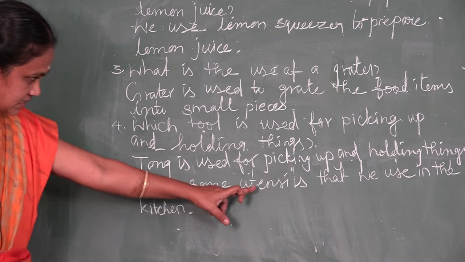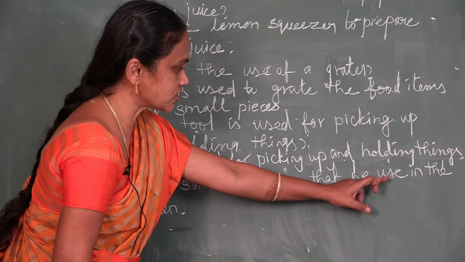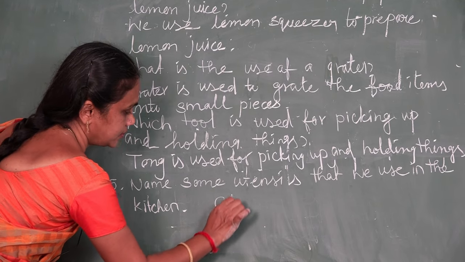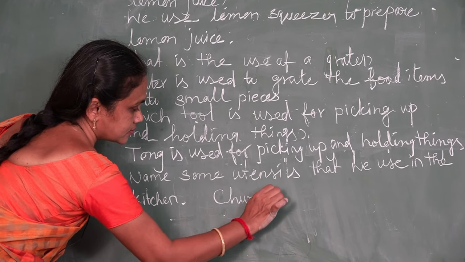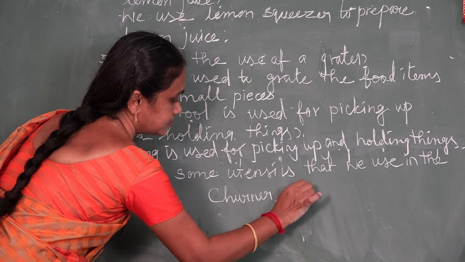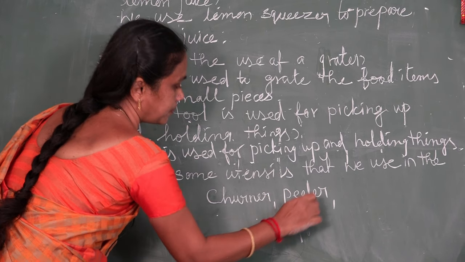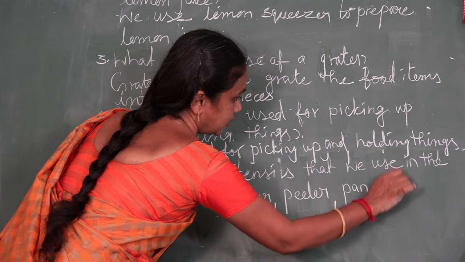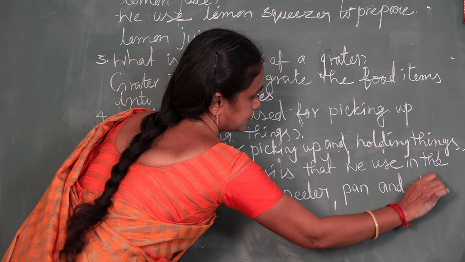Name some utensils that we use in the kitchen. Churner, peeler, pan, and strainer.